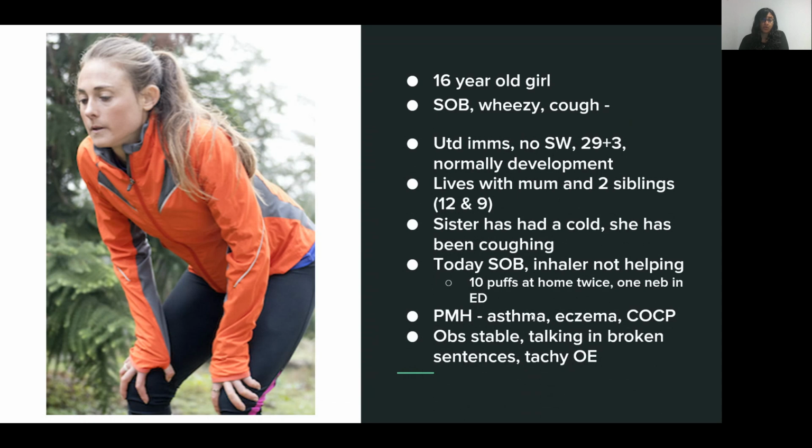Does anybody know which inhaler she might have been using, and why 10 puffs is important? And bonus points if anybody knows what a COCP is. I'll be very impressed. And any other questions that we might want to ask? Or anything you'd want to know in the physical exam?